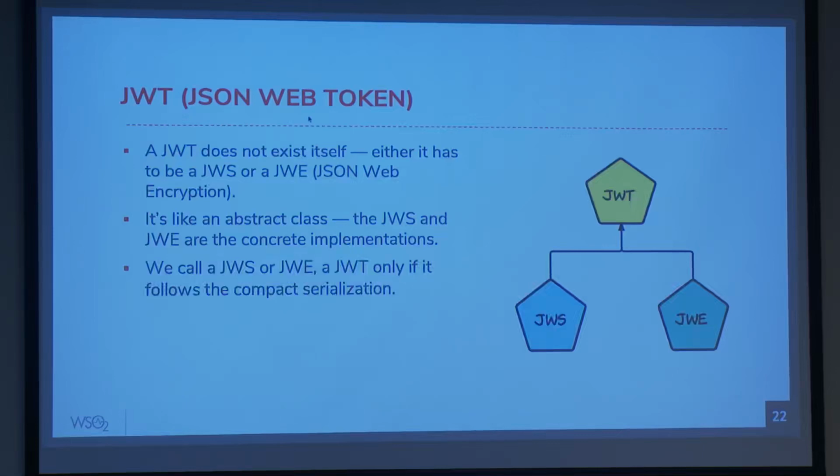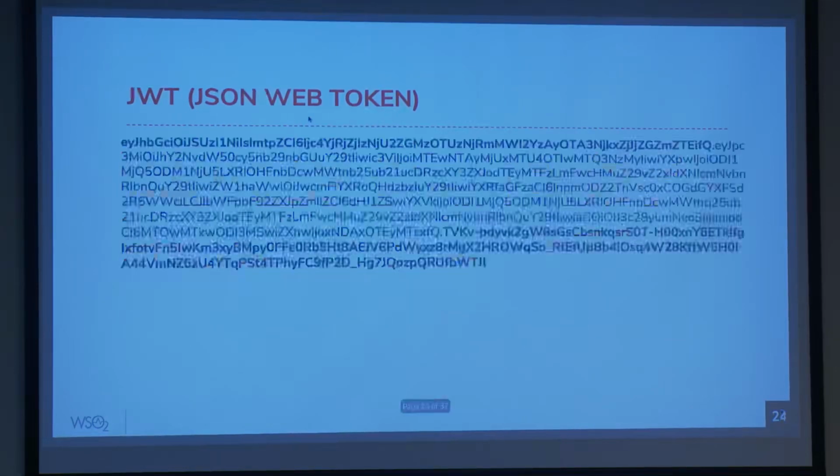The 100% accurate definition of JWT is compact serialized JWS or compact serialized JWE. So JWS or JWE can be serialized into multiple formats. It can be JSON serialized or compact serialized. So this is a compact serialized JWT.